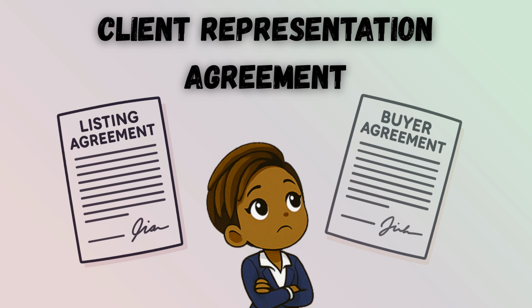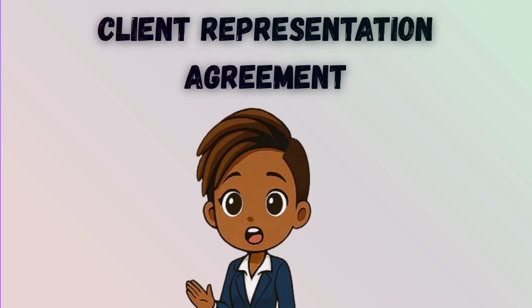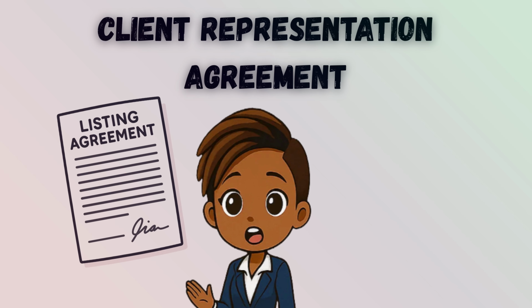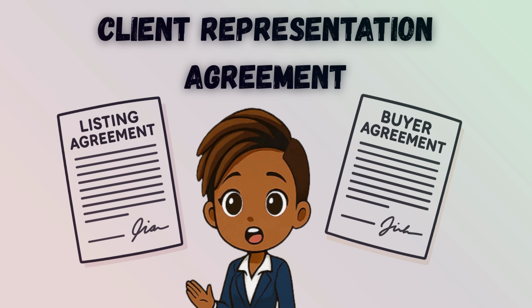On the other hand, a buyer representation agreement is a contract between a home buyer and a real estate agent that gives the agent the right to represent the buyer's interests when purchasing a property. It explains the length of the relationship, how the agent will be compensated, and what responsibilities both the buyer and agent have. This agreement guarantees that the buyer has a professional working exclusively for them to find and negotiate the best possible home. In short, a listing agreement protects the seller, while a buyer representation agreement protects the buyer, both ensuring that each side has professional guidance throughout the real estate process.